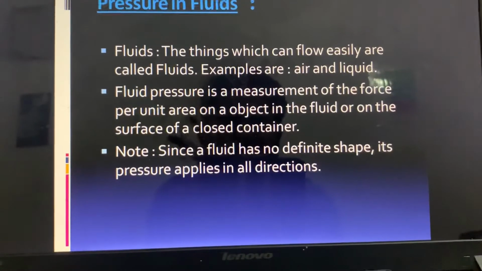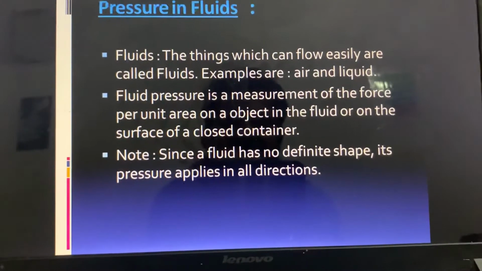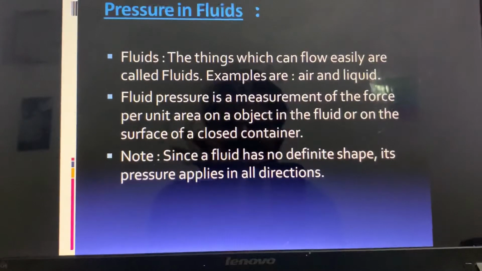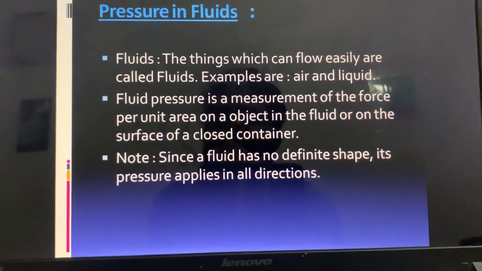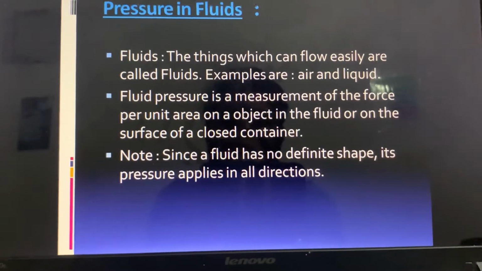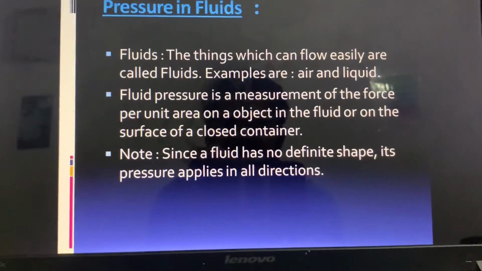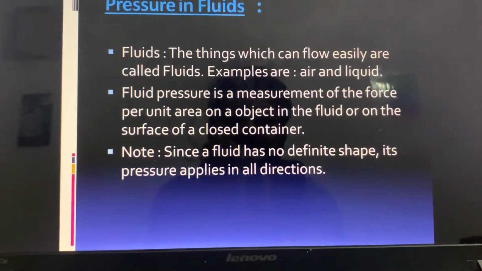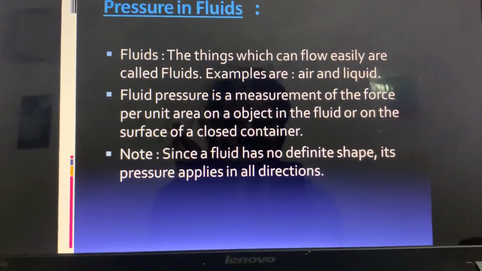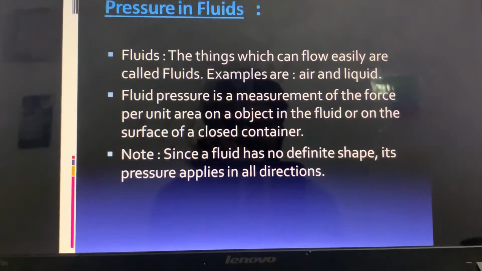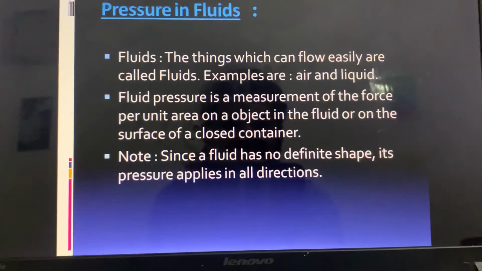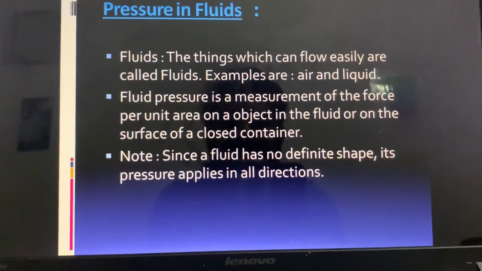So what does it mean? Basically, when you apply pressure on a solid, it acts only in the perpendicular direction. But when a fluid applies pressure, it acts in all directions. For example, when you inflate a balloon with air, what do you observe? You will find that the balloon swells up from all the sides. It means that air exerts pressure in all directions on the skin of the balloon.